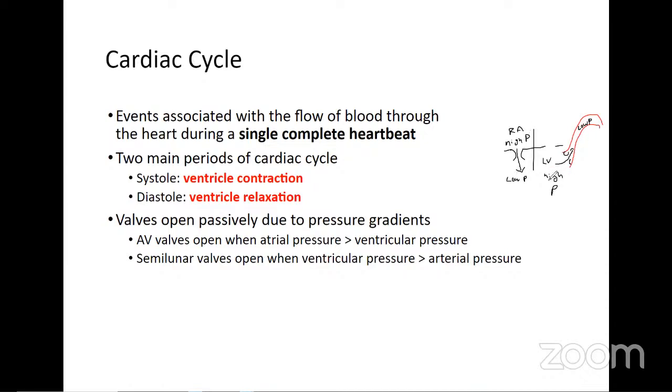If the blood is trying to go the opposite direction, say we have high pressure in the artery and low pressure in the ventricle, it would try to backflow and this valve would shut. Same thing happens when we have high pressure in the ventricle relative to lower pressure in the atrium. Blood tries to push back, closes shut, and we have chordae tendineae and papillary muscles to prevent it from prolapsing all the way into the atrium. So we have mechanisms to prevent the flow of blood from going the wrong way.